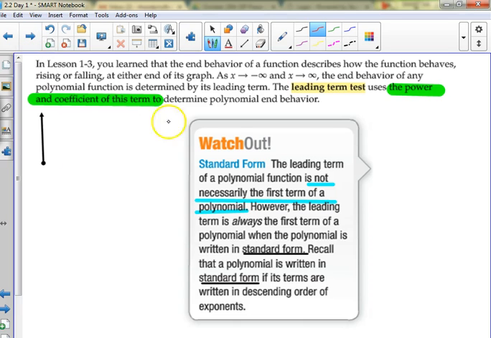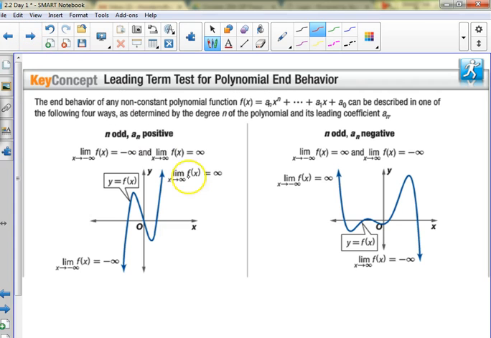All right. The leading term test uses the power, the degree, and the coefficient to determine the end behavior. And this little box here just says be very careful, because if things aren't written in standard form, you've got to watch out. We're going to run into one of those in a second. So this is the leading term test. I have a little chart we're going to fill in on your paper in just a second, but let me talk through this first.